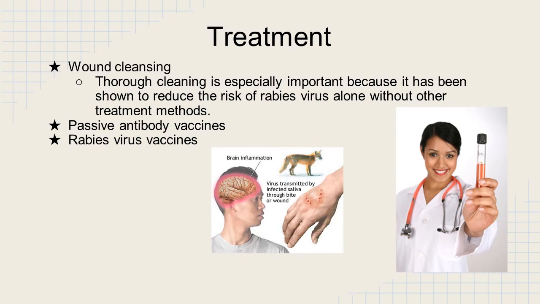Treatment for rabies virus in the U.S. typically includes 3 things: wound cleansing, passive antibody treatments, and rabies virus vaccinations. The virus is 100% preventable if treated with appropriate medical care.